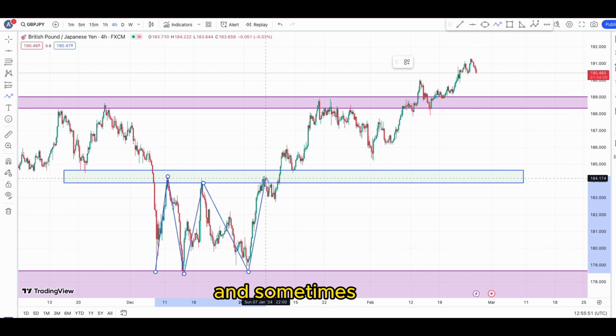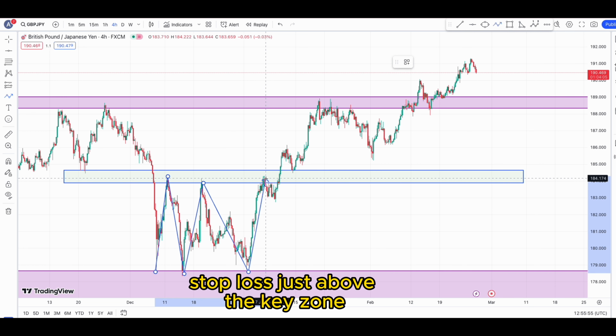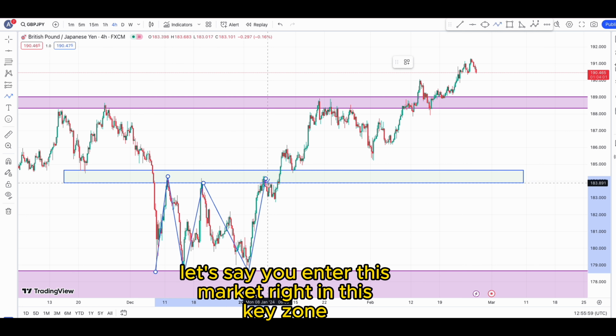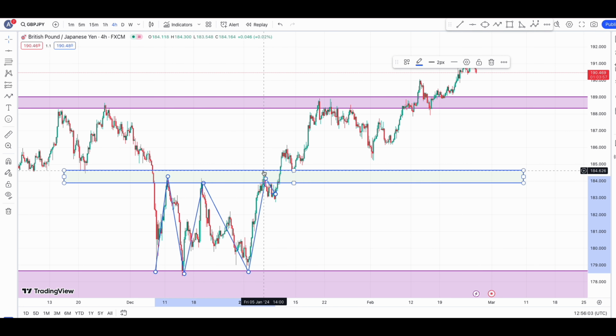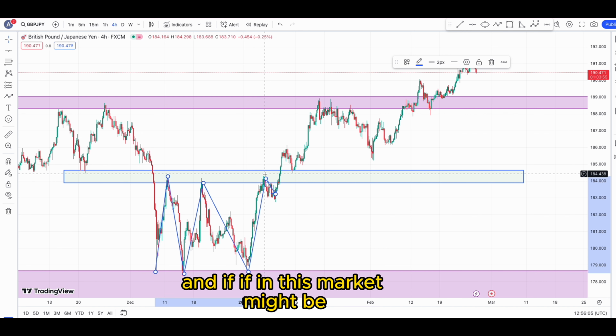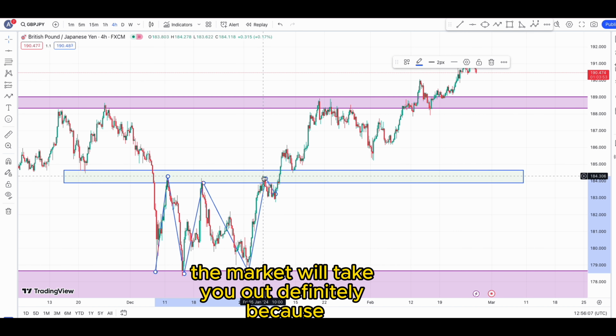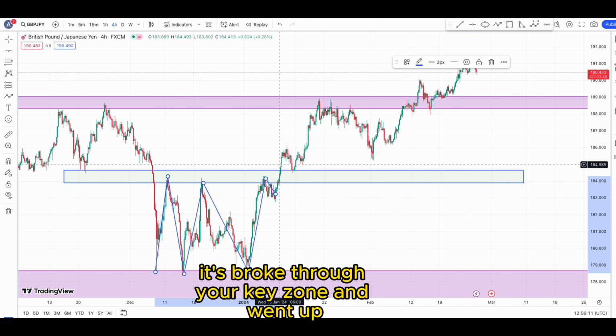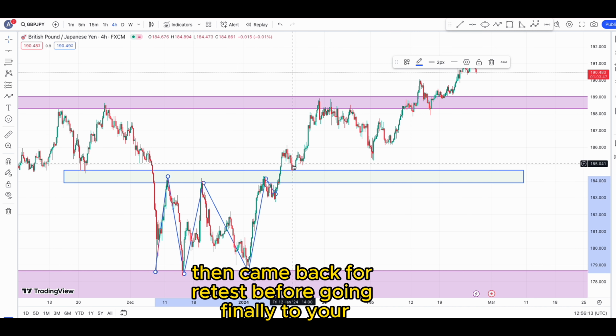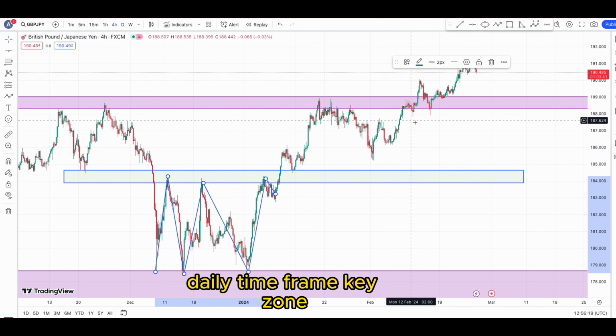And sometimes they can manipulate the market. That is why you have your stop loss just above the key zone. If you are entering this market, let's say you enter right in this key zone, the market will take you out definitely, because it broke through your key zone and went up, then came back for retest before going finally to your daily time frame key zone.